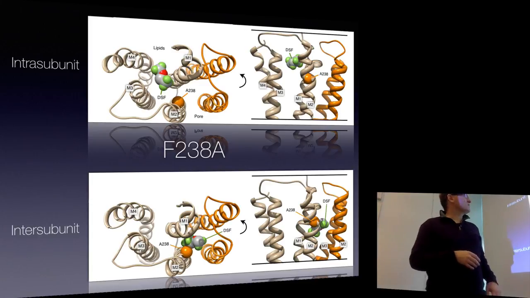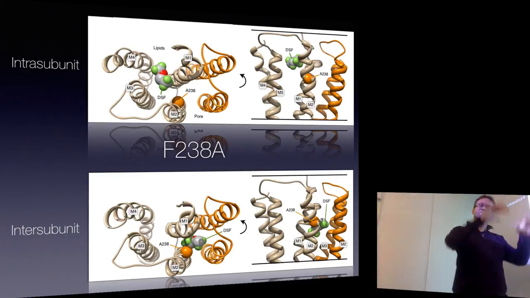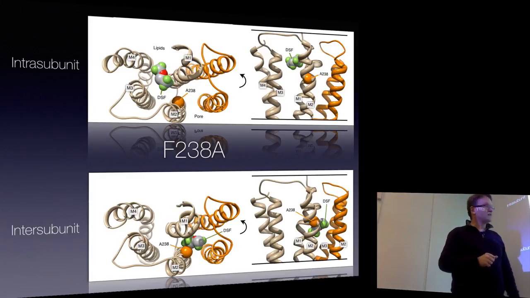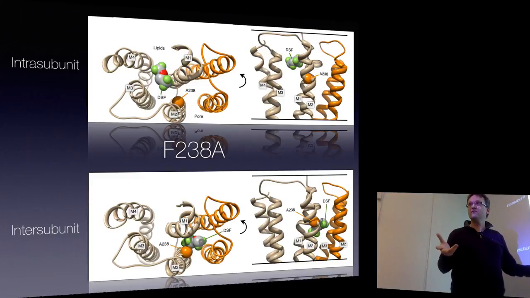But what we really want, to be able to design this, is to be able to say how good is it to bind here versus how good is it to bind here? Can I use this mutation to control whether it wants to bind? It doesn't matter that it can bind here if it's still better to bind here. So the question is, is this binding site best or is that binding site best? That's going to determine the behavior of it, right?